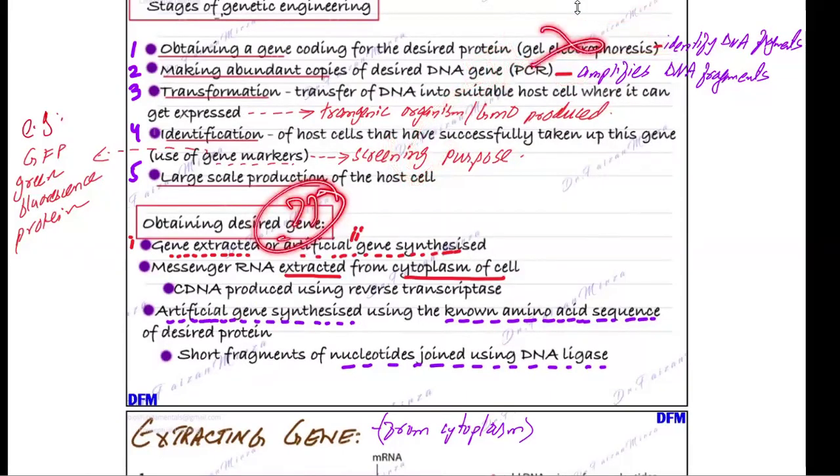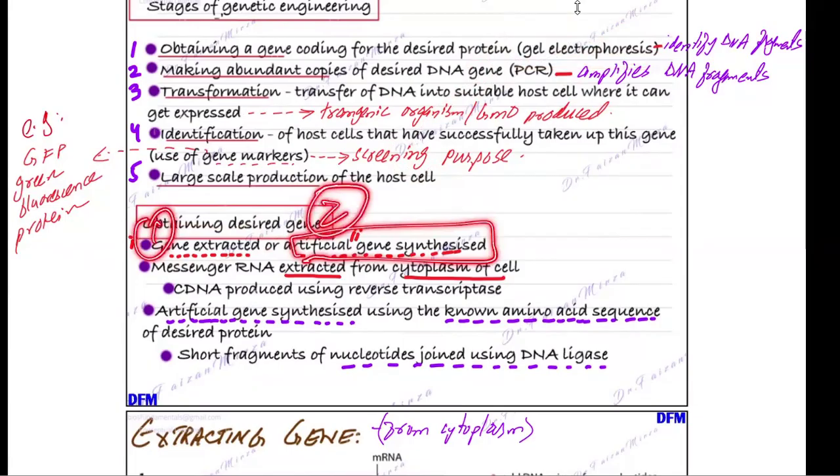You don't obtain it from gel electrophoresis. Yes, you identify it using gel electrophoresis. So how do you obtain the gene? The gene can be either extracted from the cell, or the gene can be artificially synthesized using gene machines or DNA machines. So these are the two basic ways in which the desired gene can be obtained.